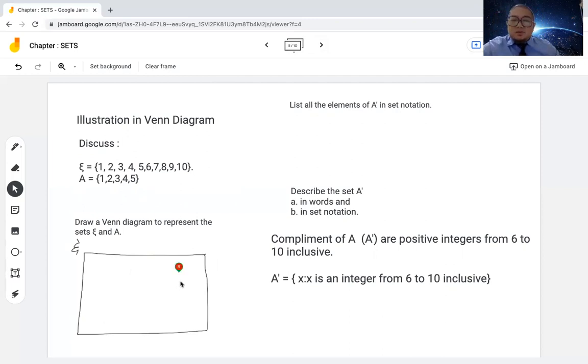A circle is being used to illustrate a regular set, and we add the name to indicate that this particular circle is a set which contains the elements inside the universal set. All right. So now we're going to write down the elements inside.